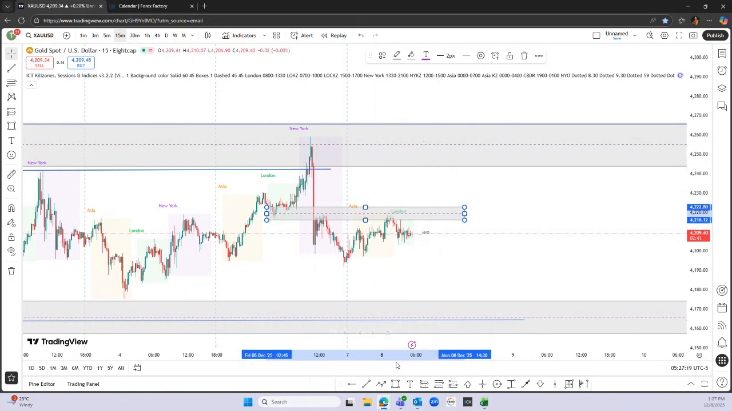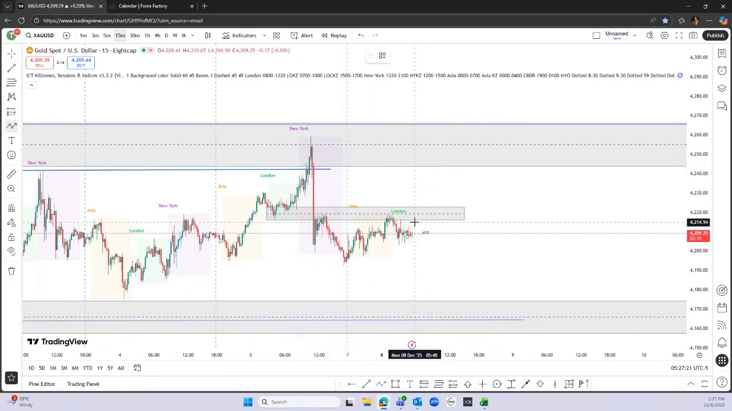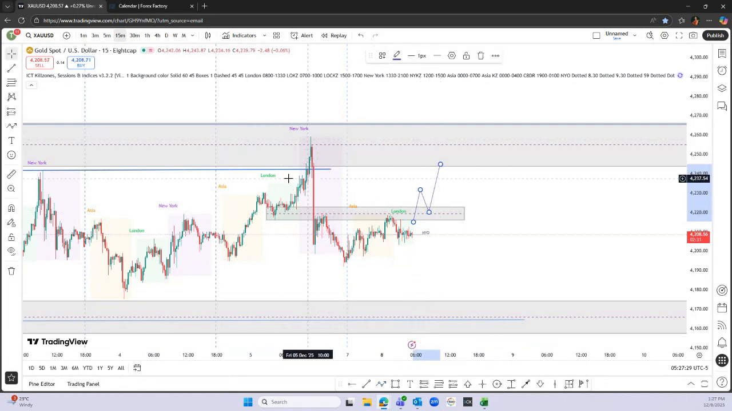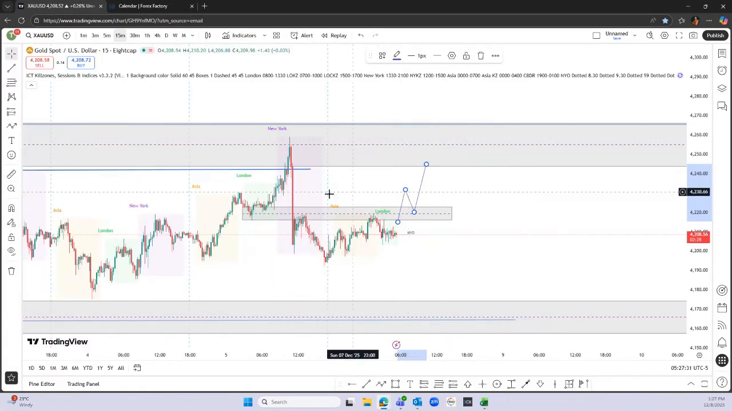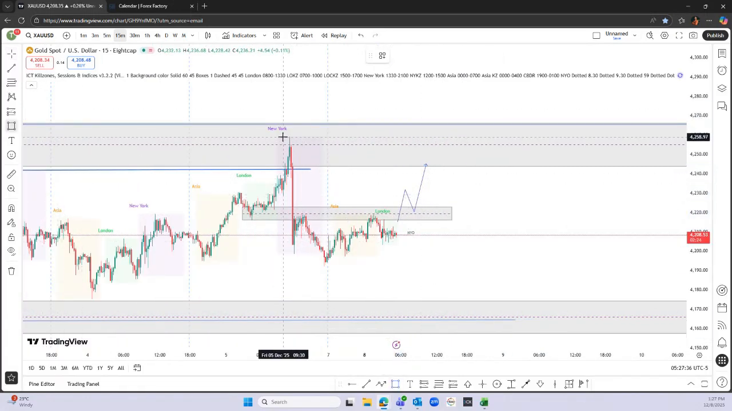So what I'll be looking at during the New York session is how the price will behave. So the first scenario, we might see a break above, then a retest, and then we look for buying opportunities all the way to around these particular levels. So within this bigger level, I think I can have a smaller level on that.